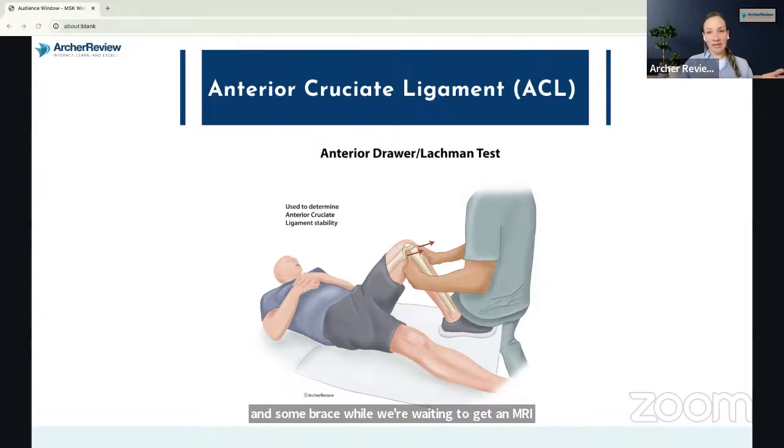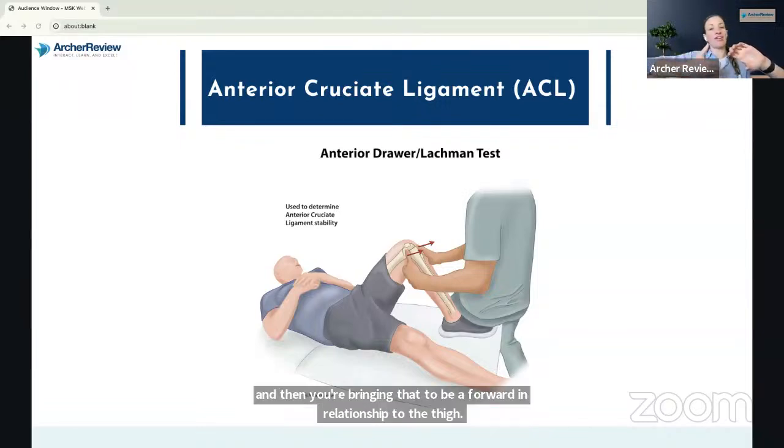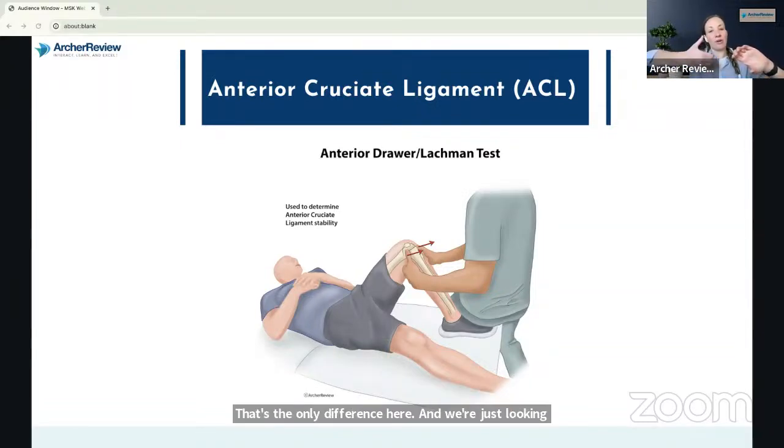All right, and alternatively to the anterior drawer, we have the Lachman test. The only difference is how we position the knee. We put the knee at a 20-degree angle. If you put your hand right under and stabilize that thigh, and then bring that tibia forward in relationship to the thigh, that's the only difference here. We're just looking for laxity when we're bringing the tibia forward.